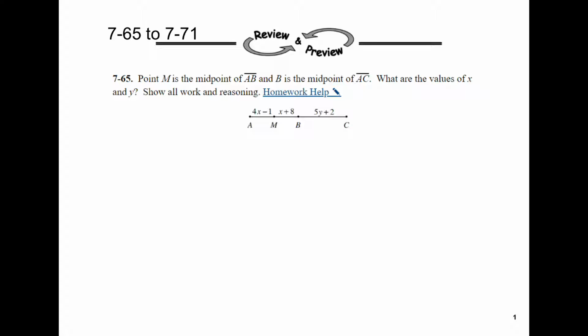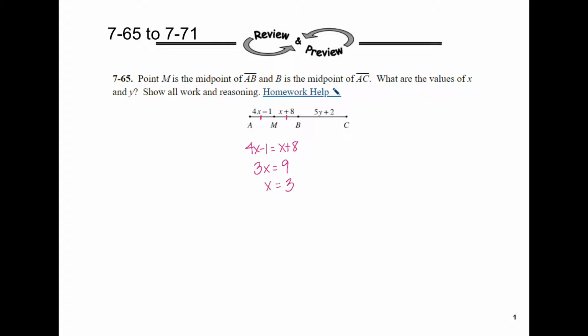Problem 765 says point M is the midpoint of line segment AB and B is the midpoint of line segment AC. So by the definition of midpoint, we know that line segment AM is equal to line segment MB. So we can take 4x minus 1 and set that equal to x plus 8, use our inverse operations to get x is equal to 3.